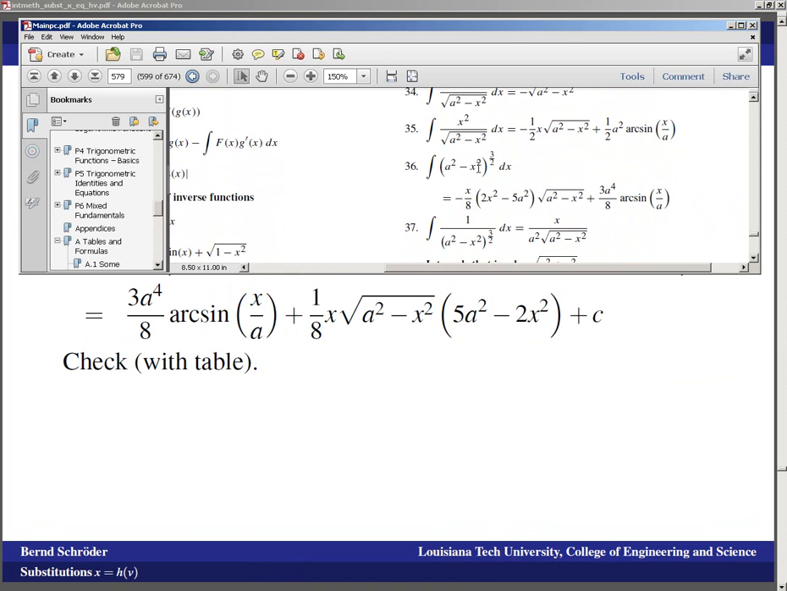And what do we see? The integral of a squared minus x squared to the 3/2: 3a squared over 4, 3a to the 4th over 8 times arcsine x over a. That's right here. Minus, well, the minus here is something we have to deal with. Okay, x over 8 is 1/8 x. That's okay. Square root a squared minus x squared. That's okay. 2x squared minus 5a squared. Well, that's the same with the minus sign as 5a squared minus 2x squared. So that is indeed the correct answer as long as the table is correct.